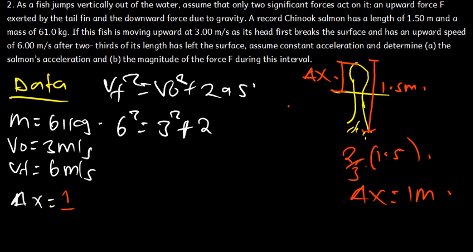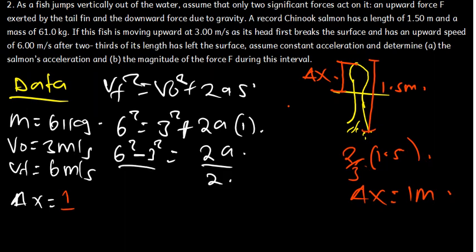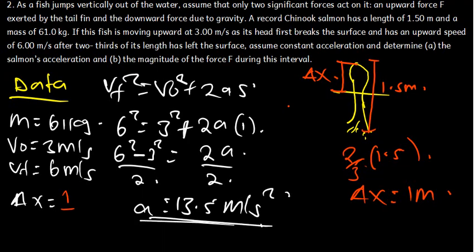We want to find the acceleration. The displacement is 1. So we can shift this to the other side. We have 6 squared minus 3 squared is going to be equal to 2a, because 2 times 1 is just going to be 2. So we divide both sides by 2. So our acceleration is going to be equal to 6 squared minus 3 squared, everything divided by 2. So I'm getting 13.5 as my acceleration. So this is my acceleration.